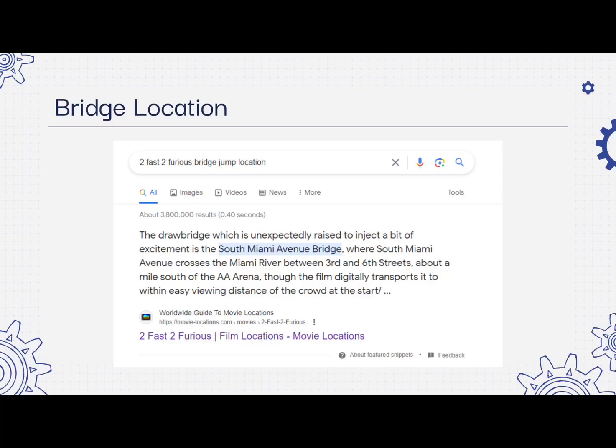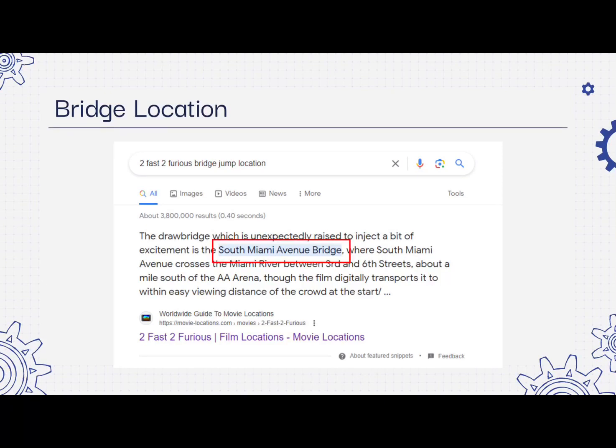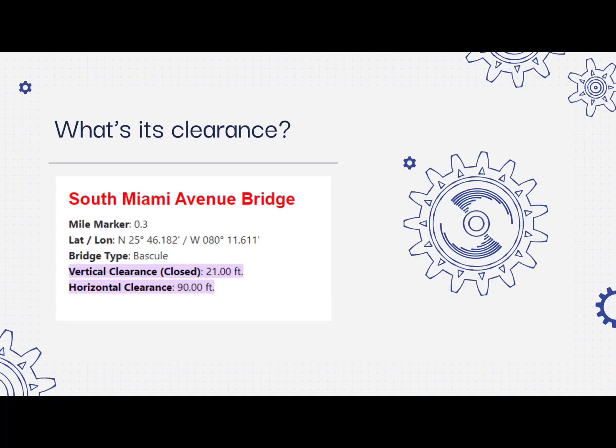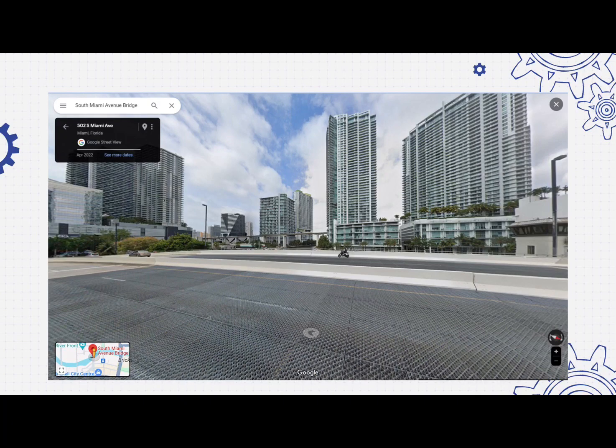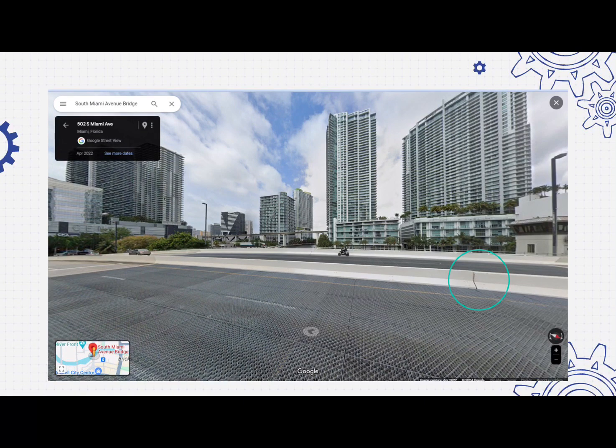After determining that the scene was filmed on the South Miami Avenue Bridge, I was able to research the bridge's horizontal clearance. I found this to be 90 feet. However, this didn't mean that the length of the ramp was 90 feet, because not all drawbridges open equally on both sides. So I checked on Google Maps to see if there are any clues indicating whether or not both sides of the drawbridge are equal.